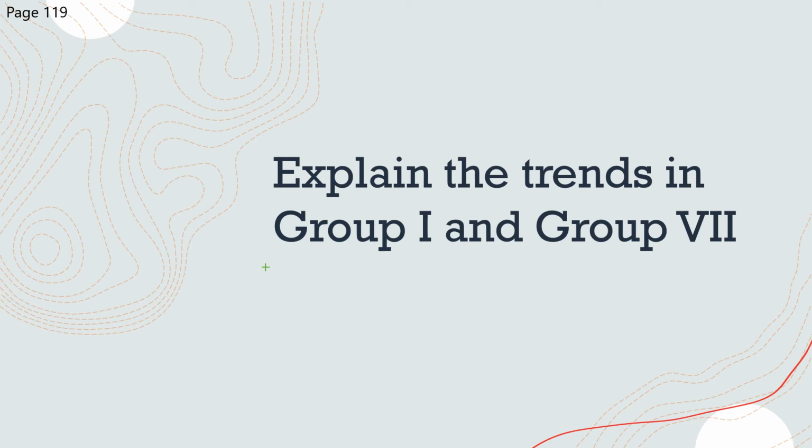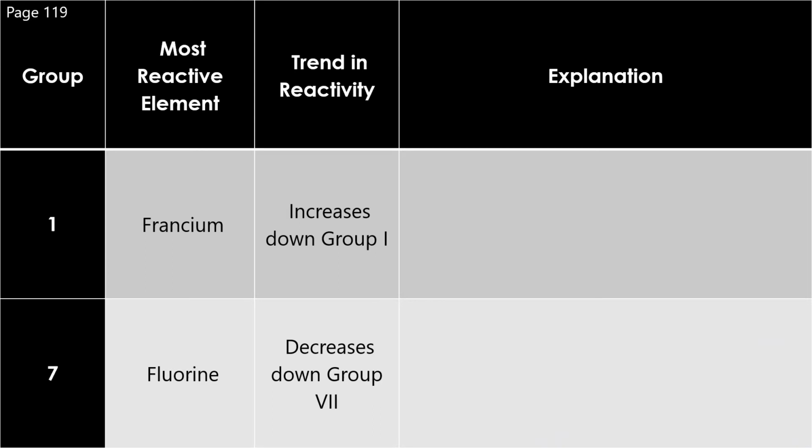So we're looking at page 119. Up at the top of the page, there's a table. Let's have a look. You can see on page 119 that this table at the top has got 4 headings. It's got the group number, the most reactive element from that group, and the trend in reactivity. And then we've got to write down and learn the explanation that explains why that trend exists. So looking at Group 1, looking back a couple of lessons here, we see that the most reactive element in Group 1 is francium, or francium as some people call it. And then the trend in reactivity is that the reactivity increases as we go down Group 1.